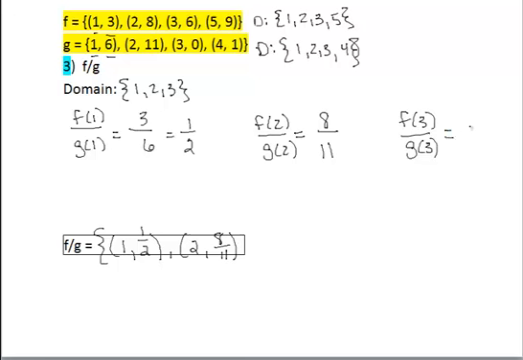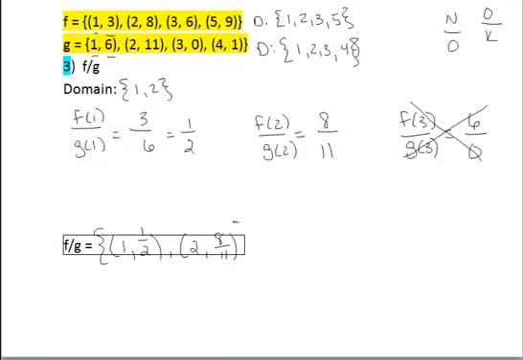Then f of 3 is 6 and g of 3 is 0. So what do you know about 0 in the denominator? Remember, this is okay? This is not okay? This doesn't exist. We can't even consider that one. That means that 3 is not in the domain of that quotient. It is simply 1 and 2 in the domain. So this is it. There's no more to that function.